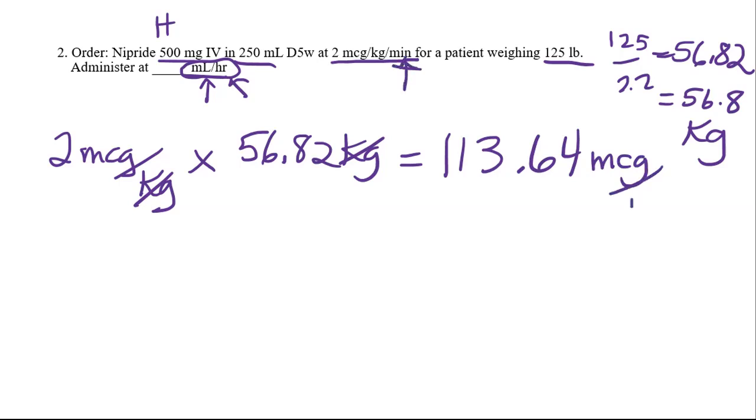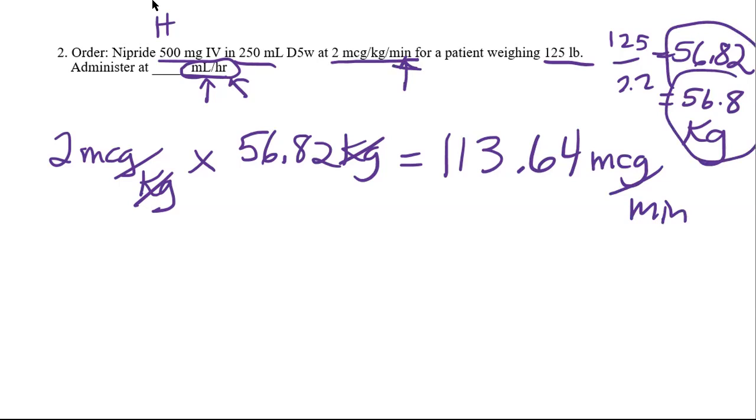Okay, because minute is what we start with. We had 2 micrograms per kilogram per minute. We just multiplied it by the kilograms over here. And now we've got micrograms per minute. What we want is milliliters per hour, though, right?